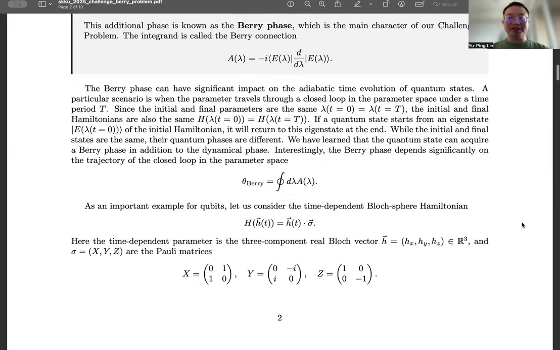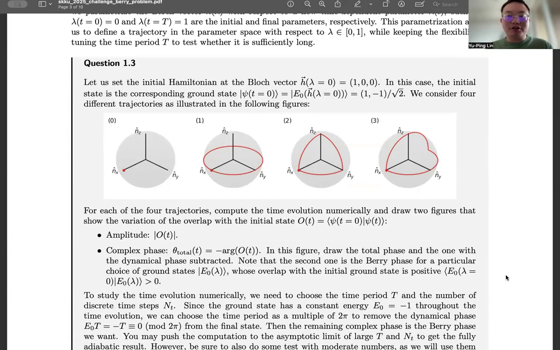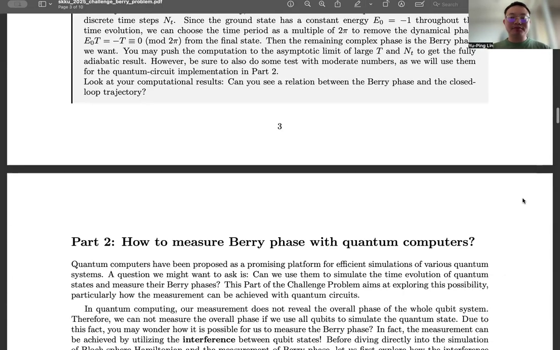Here we will consider a simple example that is a 2x2 Hamiltonian in the form of the Bloch sphere Hamiltonian. We can think of it as an inner product between a three-component real vector we call the Bloch vector and a vector of the Pauli matrices. And we will consider the time evolution of the ground state under the Bloch vector trajectory on a unit spherical shell. We will consider four different types of trajectories and compute the Berry phase along these trajectories. And we will think about what is the relation between the computed Berry phase and the form of the trajectory. So this is the first part.